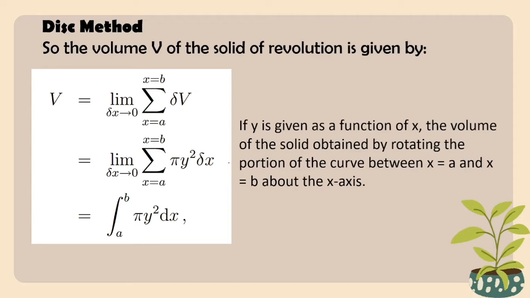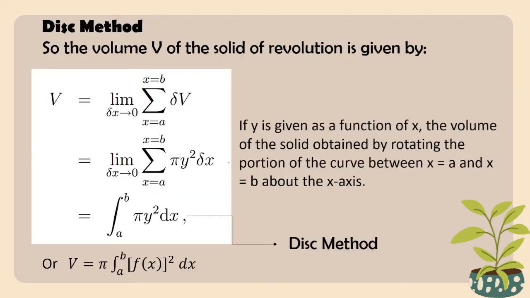So if y is given as a function of x, the volume of the solid obtained by rotating the portion of the curve between x equal to a and x equal to b about the x-axis is: the volume equals the limit as delta x approaches 0 of the sum from x equal to a to x equal to b of delta V. Using the integral, we come out with a formula which is the integral from a to b of pi y squared dx, or what we call the disk method.